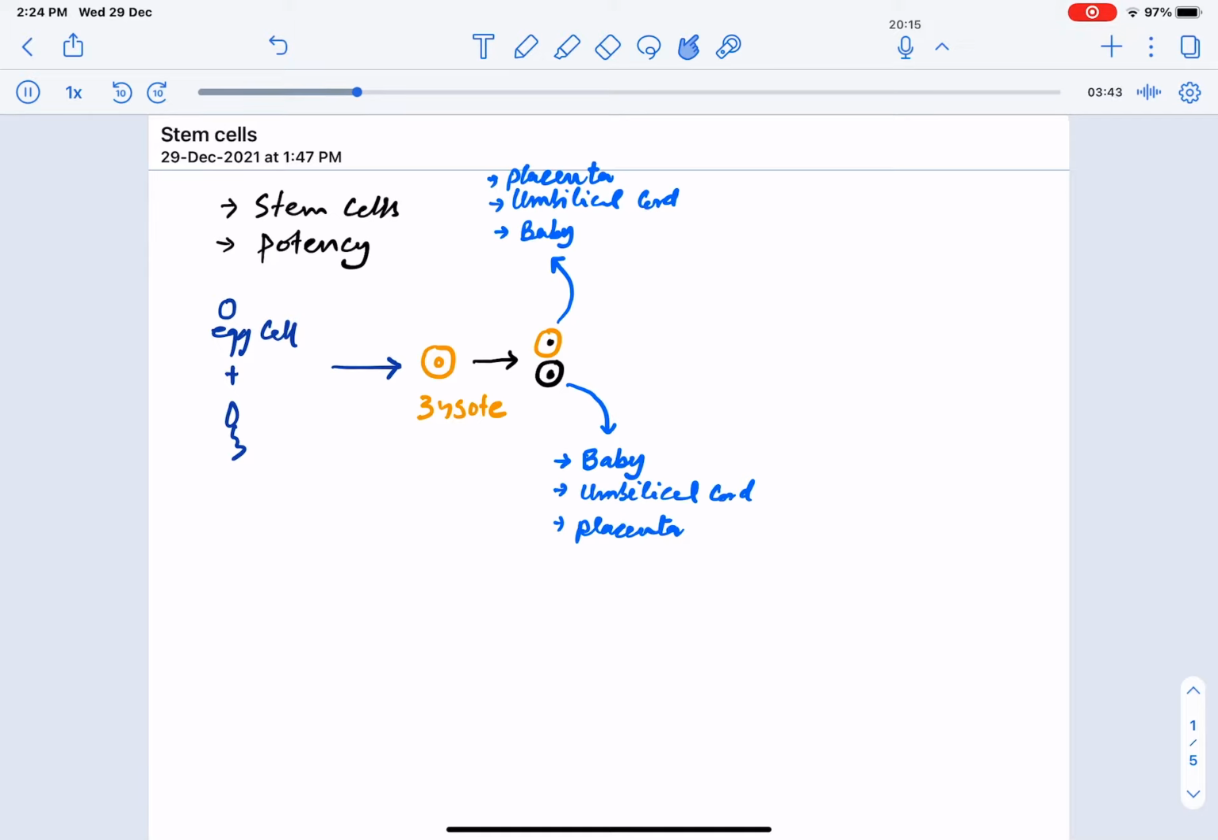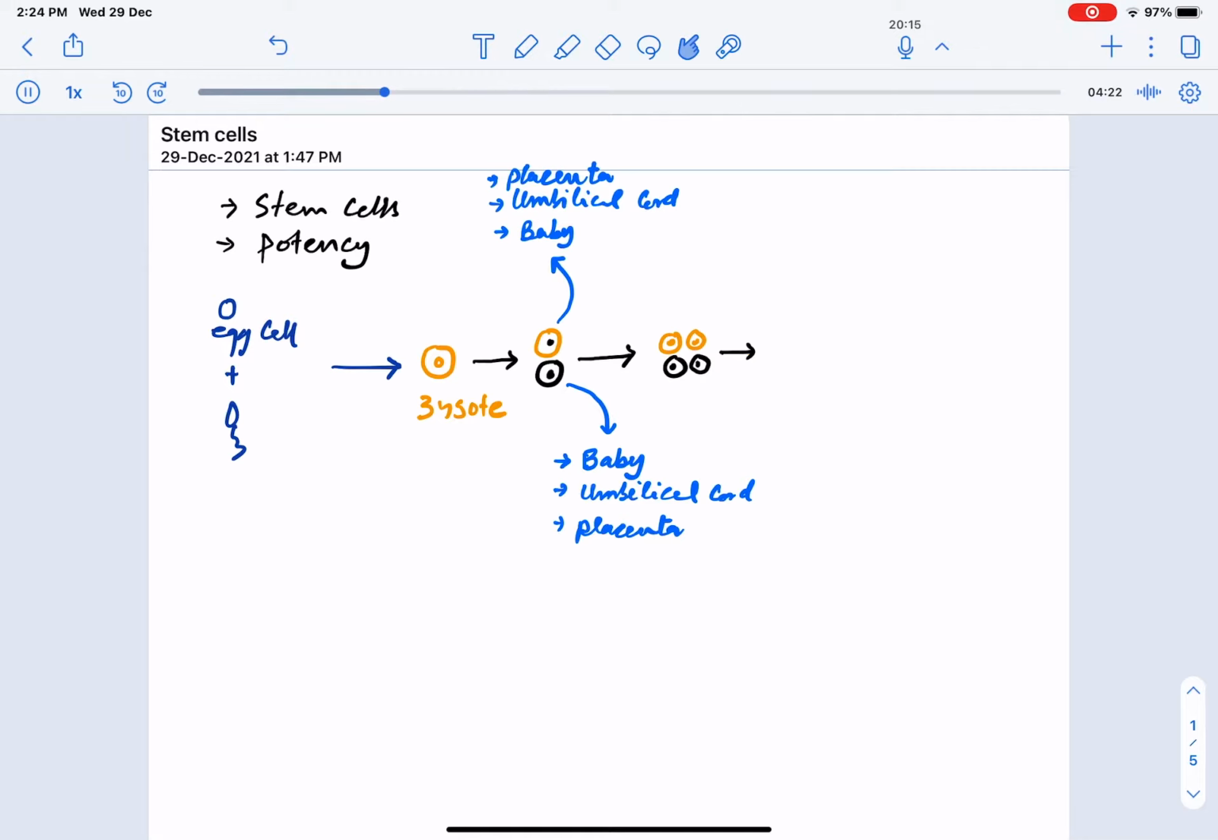However, if these two cells are not separated, they continue dividing to make more and more cells by repeated mitosis. They would make 4, then 8, then 16, and then 32. So more and more cells.